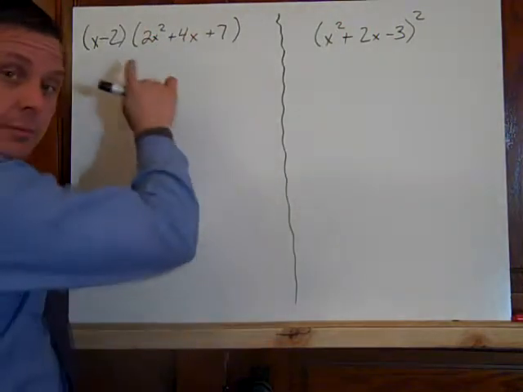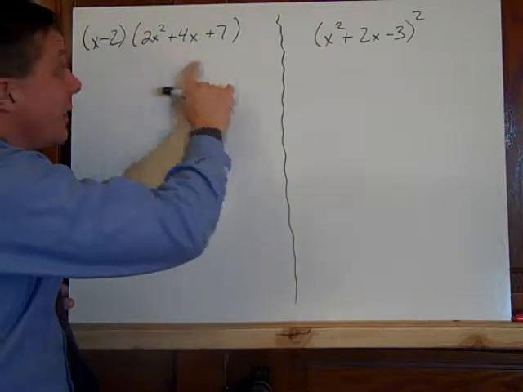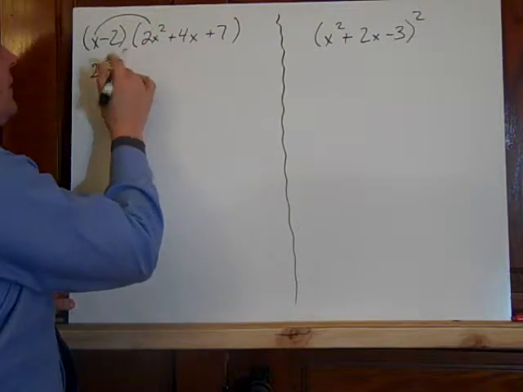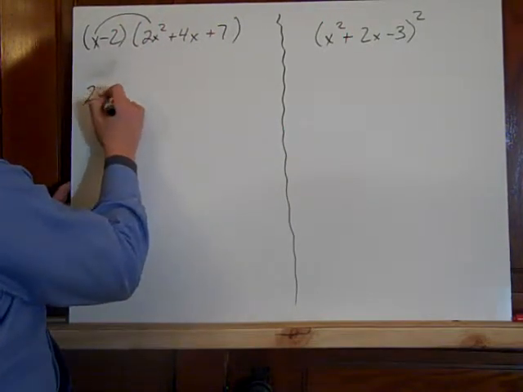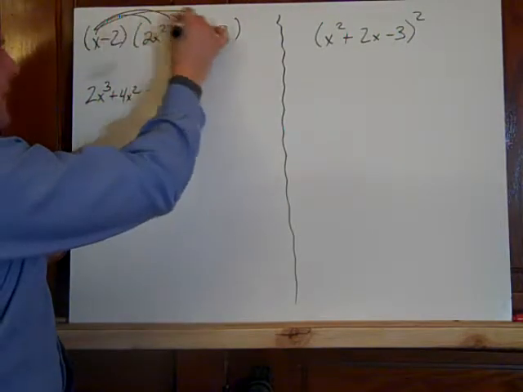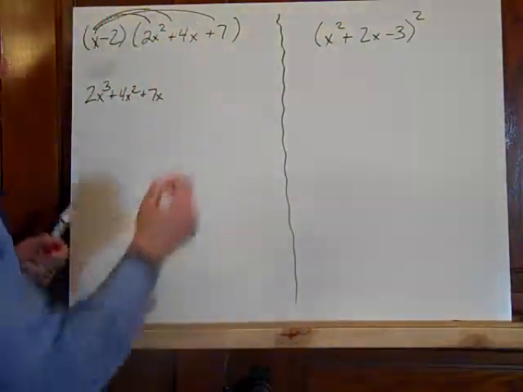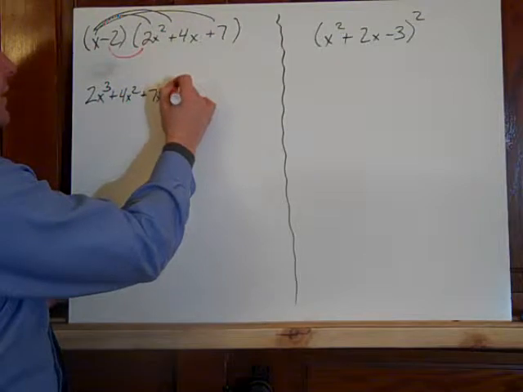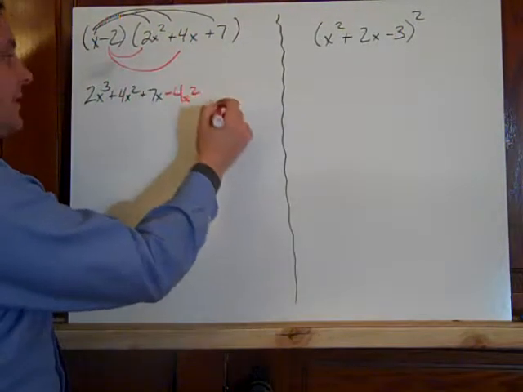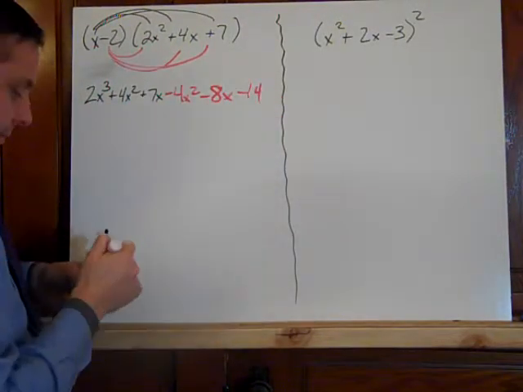Okay, and the next problem. If you want to try this, you can pause the video. Everything here, the x and the negative 2, has to multiply everything in here: 2x squared, 4x, and 7. I get 2x cubed. Give myself a little bit more space. 2x cubed, 4x squared, and 7x. If I want to see a different color, I can do it this way. Negative 2 times 2x squared is minus 4x squared. Negative 2 times 4x is negative 8x. Negative 2 times 7 is minus 14.